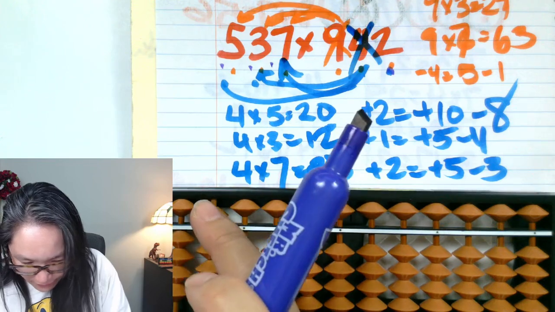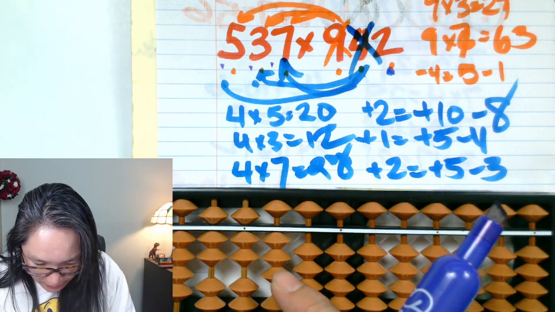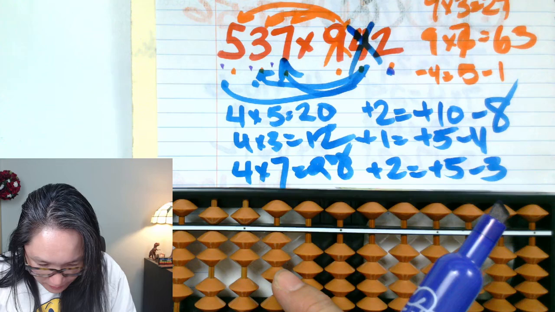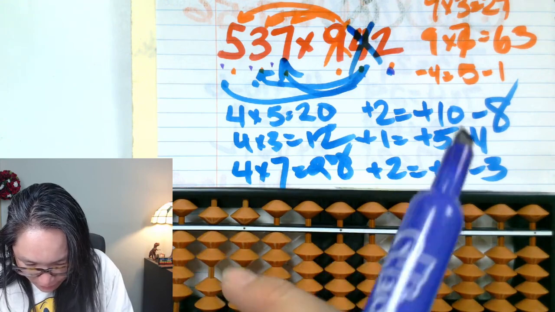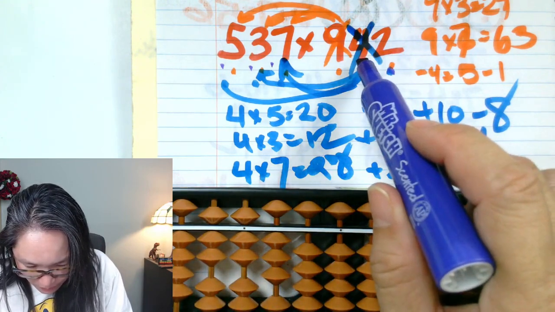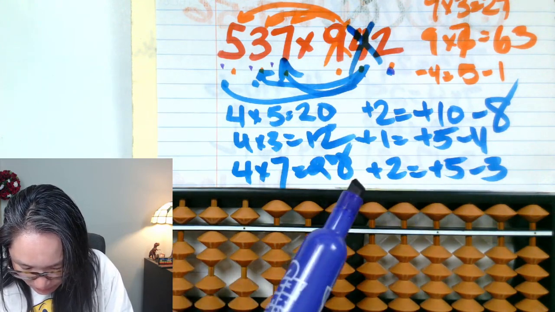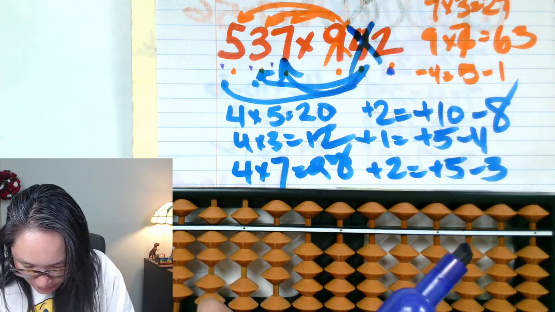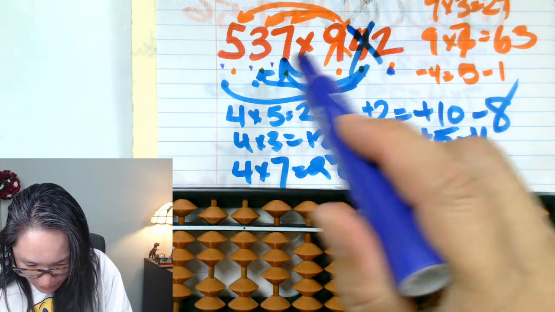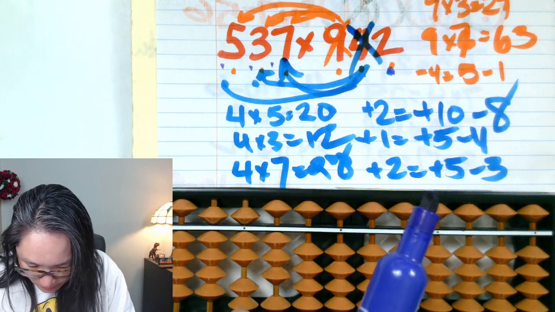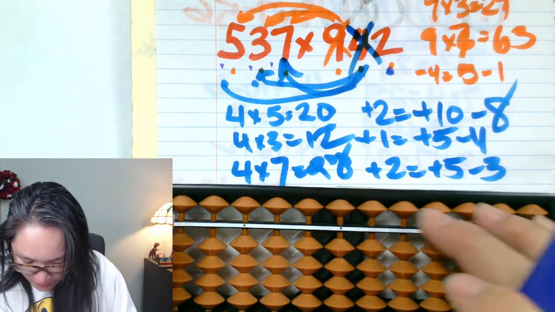So we did 45, and then 21, and then 63, right? That's it. So 1, 2, 3, 4, 5. 4 times 5 is 20. Add the 2, add the 0. Ah, wait, is that right? Oh boy. Okay, let's see.